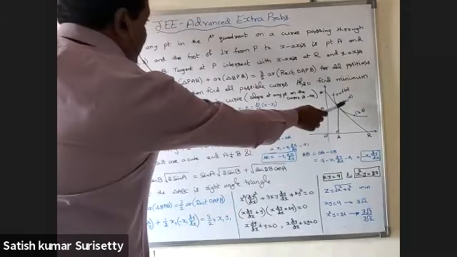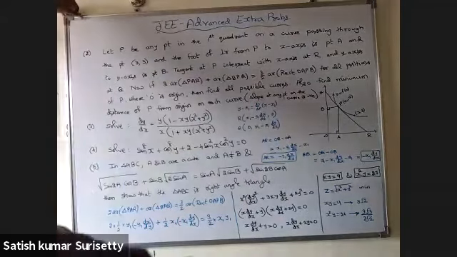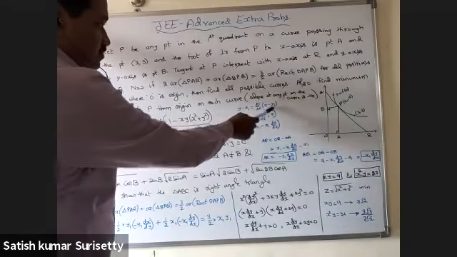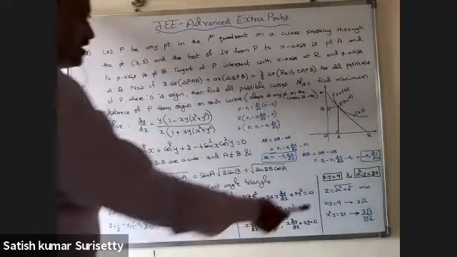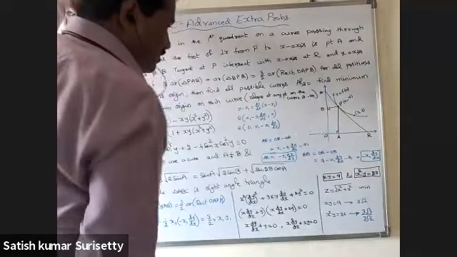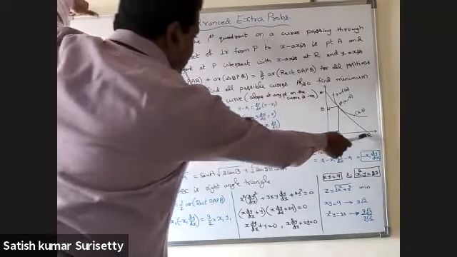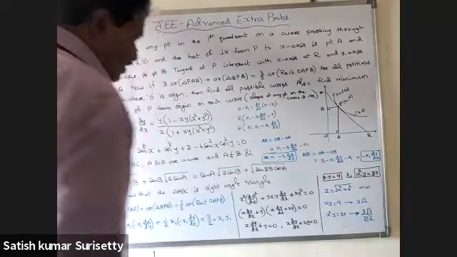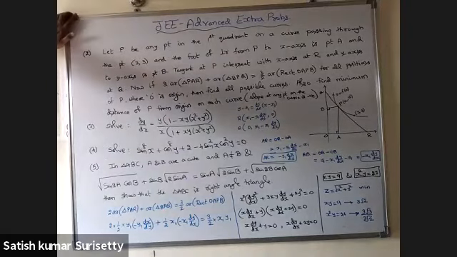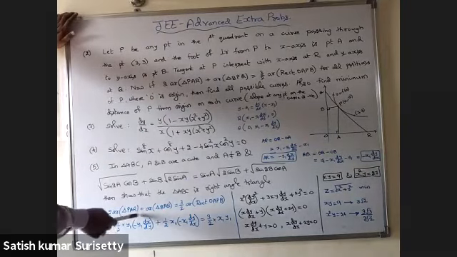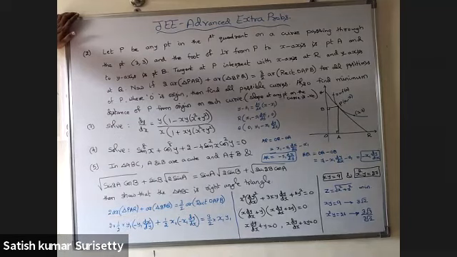So the equation of the tangent at (x1, y1) is y minus y1 equals dy/dx times (x minus x1). Using this, you can write the coordinates of R and the coordinates of Q, and you can calculate the length of AR and the length of BQ. Now after calculating, you can write the area of triangle PAR, the area of triangle BPQ and the area of rectangle OAPB.